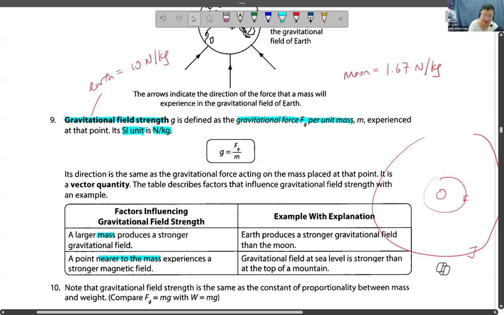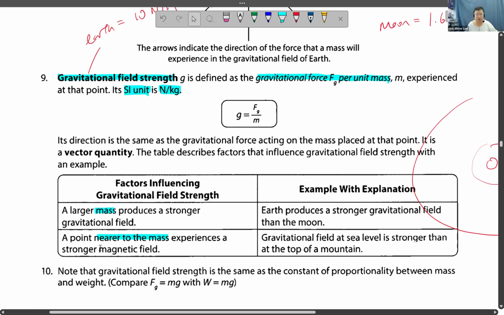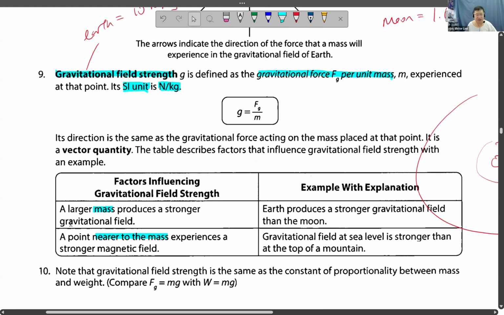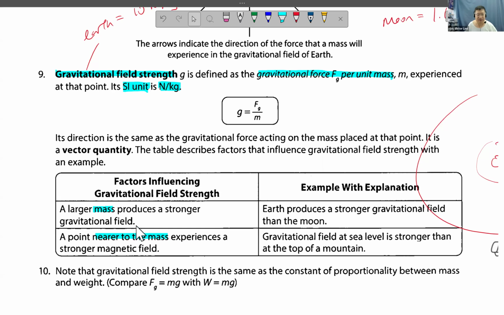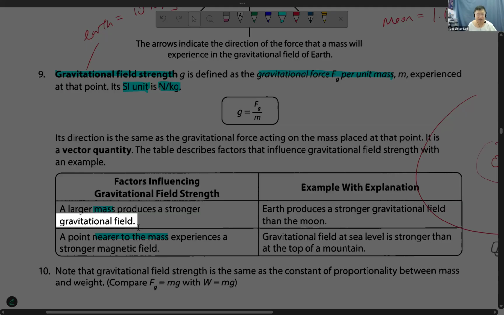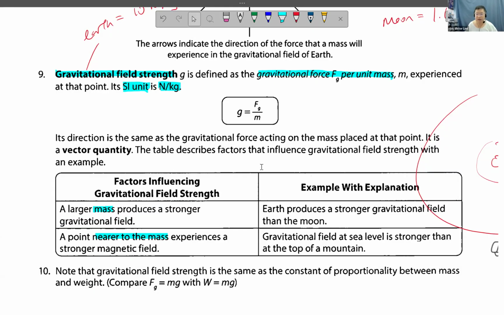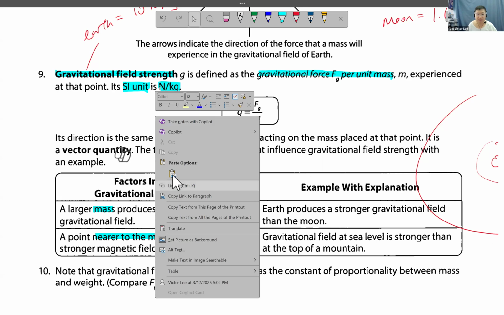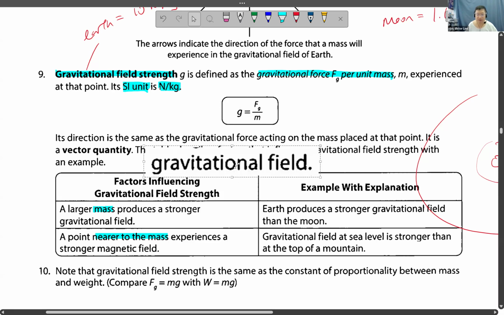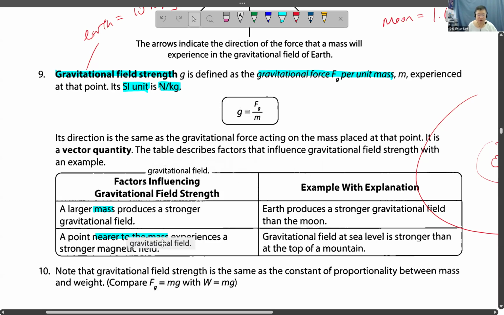Okay, wait, this one is a mistake, not magnetic. Here's gravitational. Okay, this is gravitational field, okay? Let me just copy and paste the word here. Let me put the thing down first. Give me a second. Where's my thing? Paste. Oh, so big. I put it over here.